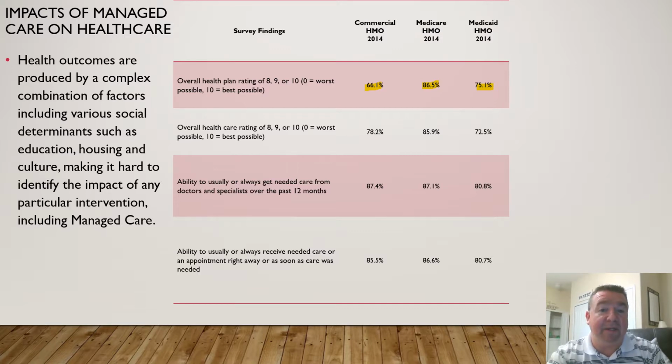So, again, it really depends on who's managing the care. The overall healthcare rating, meaning what did you think about the care you're receiving? Well, commercial HMO 78%, Medicare 85%, and Medicaid 72%. And then the ability to usually or always get needed care from the doctors and specialists over the past 12 months. Commercial 87, Medicare 87, and Medicaid 80. An ability to usually or always receive needed care or an appointment right away or as soon as care is needed. 85 for commercial, 86 for Medicare, and 80 for Medicaid.